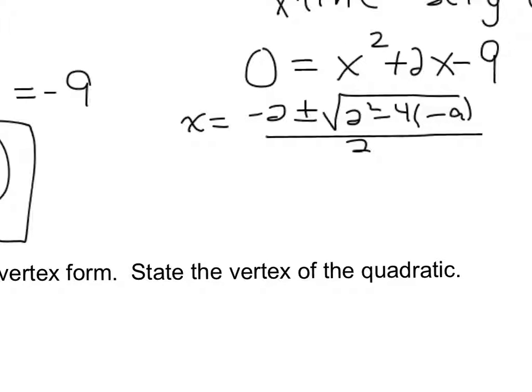is 2 squared, which is going to be 4. The negative 4 times negative 9 is positive 36. So when we simplify this, this will be x equals negative 2 plus or minus the square root of 4 plus 36, which is 40, over 2. So I can simplify 40.